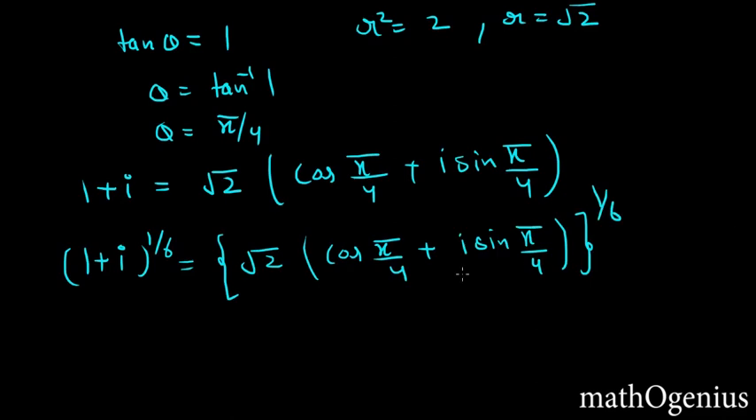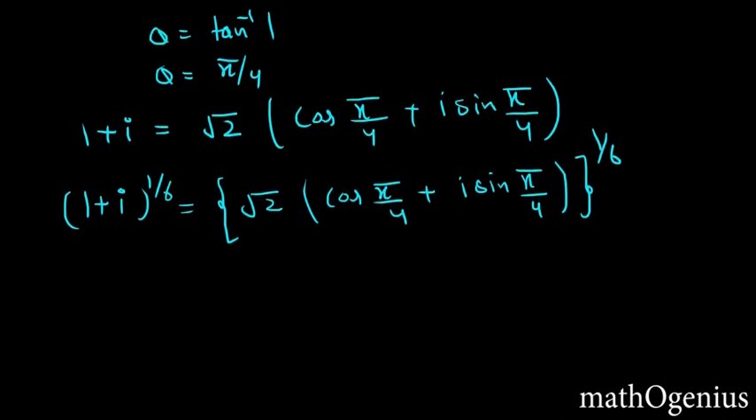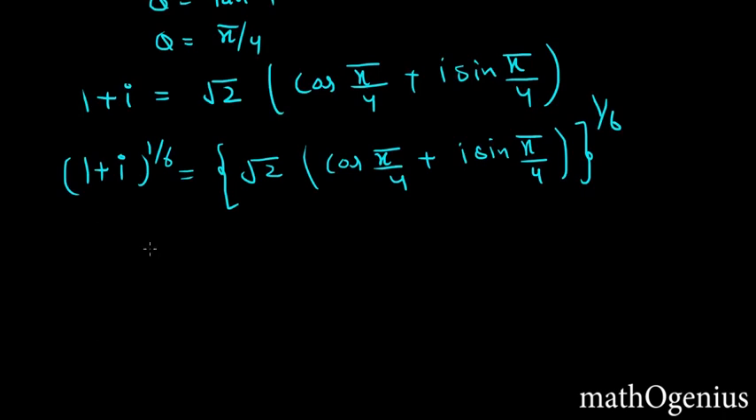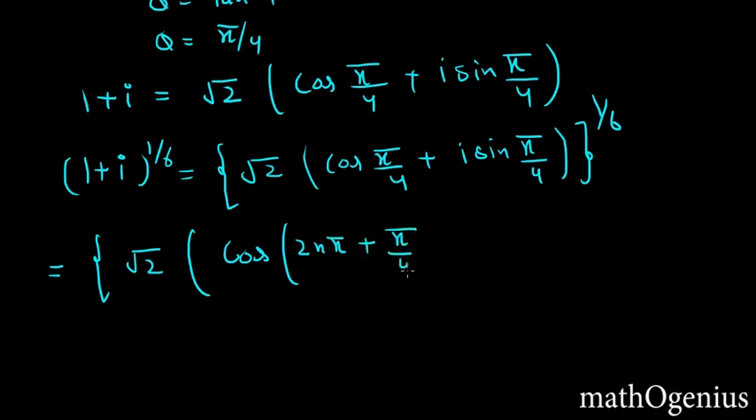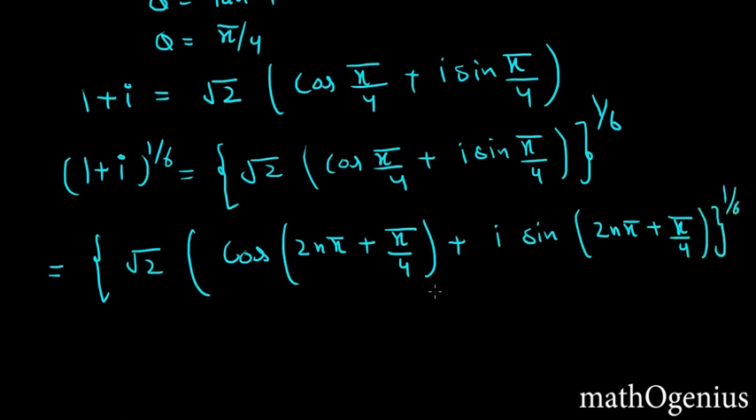So now we know that from De-Moivre's theorem we can take this power down, but before taking this power down, let's do one thing which is really important to get all the roots, which is adding the period in here. So we get root 2 cos, here is 2n pi plus pi by 4, plus iota sine 2n pi plus pi by 4. So now we can solve it further.